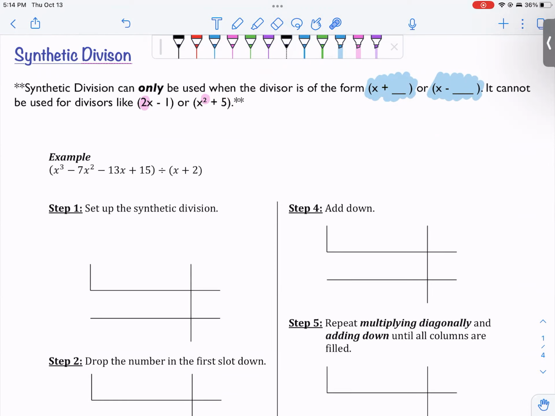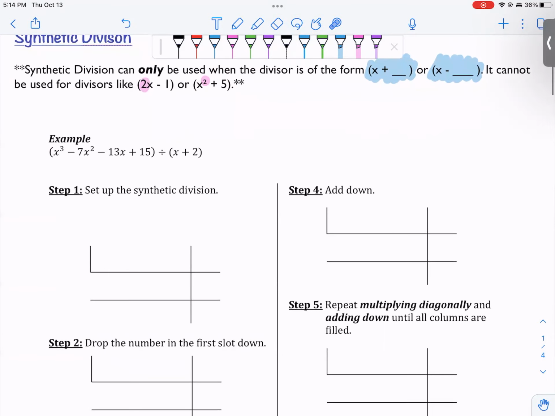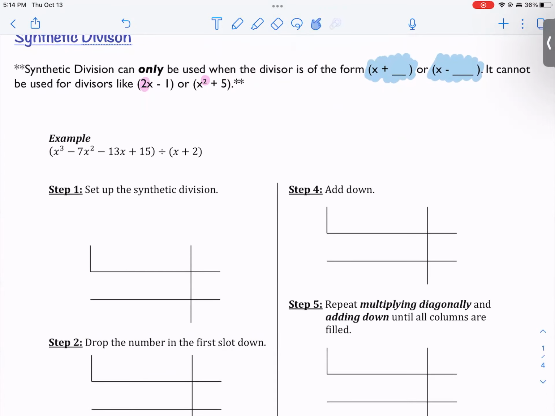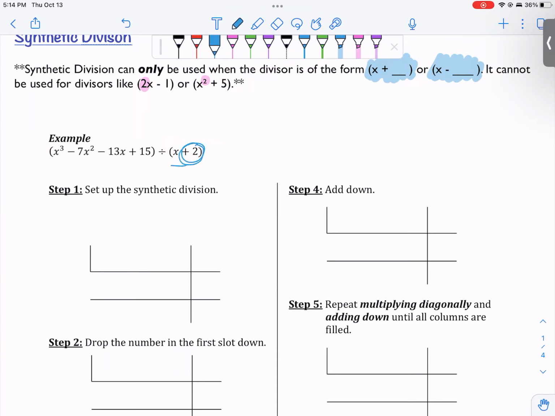How do we do synthetic division? So glad you asked. Let's talk. To set up synthetic division, you always have x plus a number or x minus a number for your divisor. You want to take this number and put its opposite sign down here. So instead of plus two, it becomes negative two. This is if it's positive or negative. Either way, opposite sign.